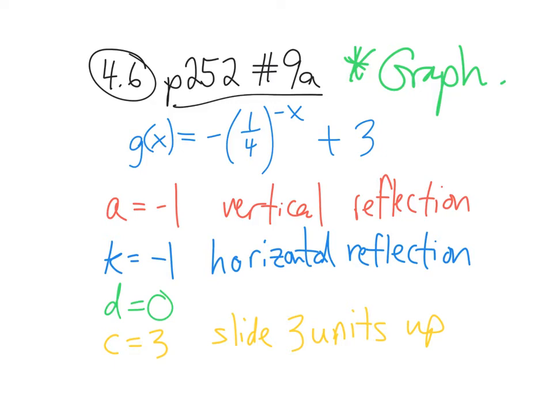So the a value is the negative 1 being multiplied by the bracket, which causes a vertical reflection. The k value is the negative 1 being multiplied by the exponent, which causes a horizontal reflection. There's no constant in the exponent, so therefore d is 0. And the outside constant is plus 3, which is the c value, which causes a vertical translation or a slide of 3 units up.